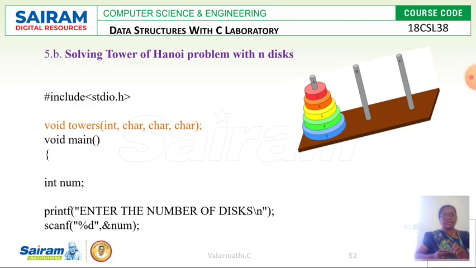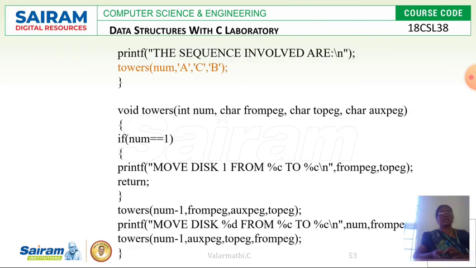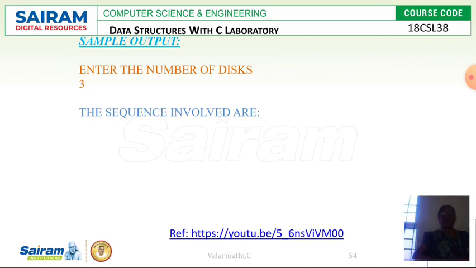Coming to void main, enter the number of disks, we are giving the number of disks here. Then towers is one of the user defined functions, which involves solving this Towers of Hanoi problem. Here the disks are arranged as from peg, to peg and auxiliary peg. Auxiliary peg is nothing but a temporary peg, right? If number equal to 1, it will start moving the first disk to another peg. Similarly this is a recursive function, it will continue till all the disks are moved, right? So this is what is shown in the output.